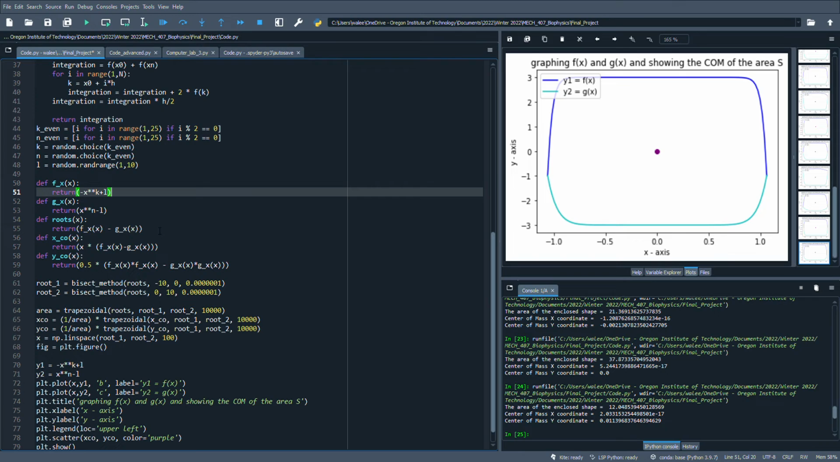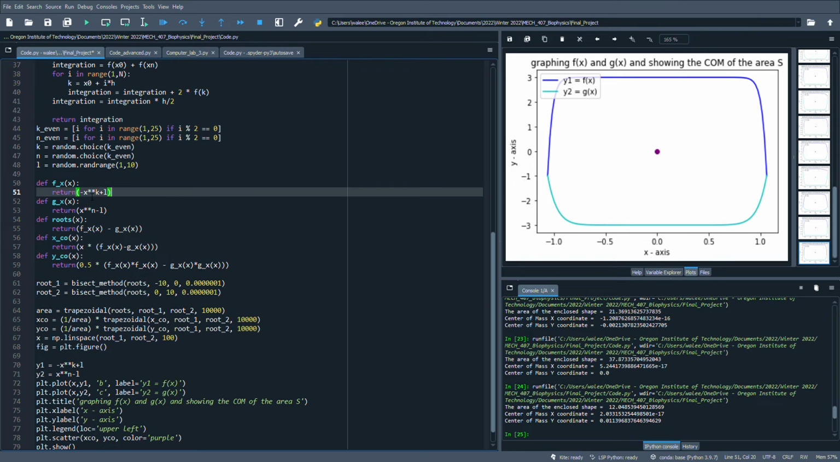So at first, I started with a sine function and a cosine, and arranged them in a way that I could know where they would meet. So I would know how to set the lower and upper values for the bisection method to get the roots and find out where exactly they meet, because I'm going to need that to find the area, and I'm going to need the area to find the x and y coordinates.